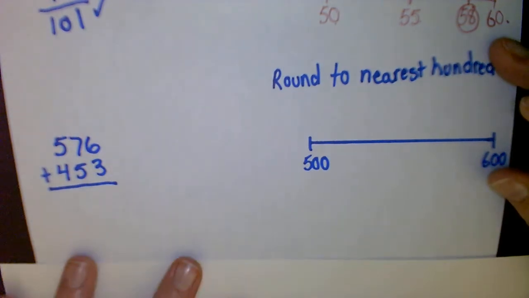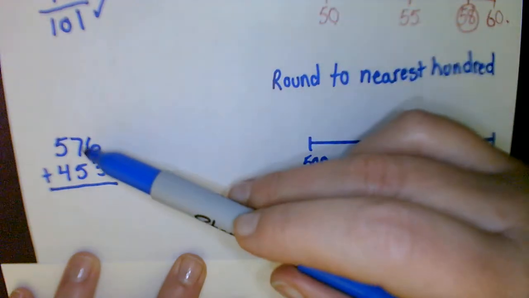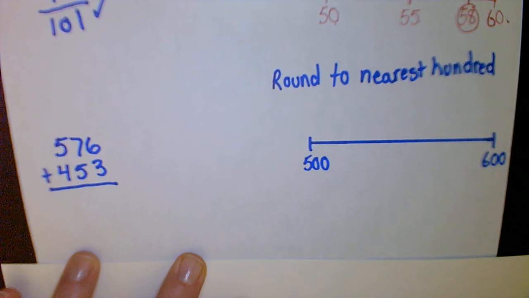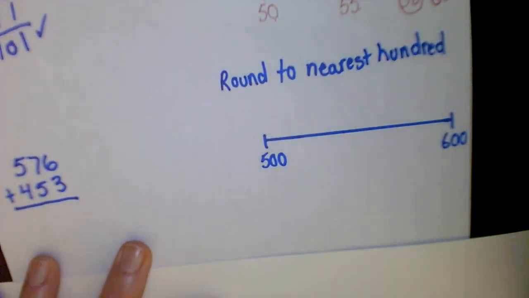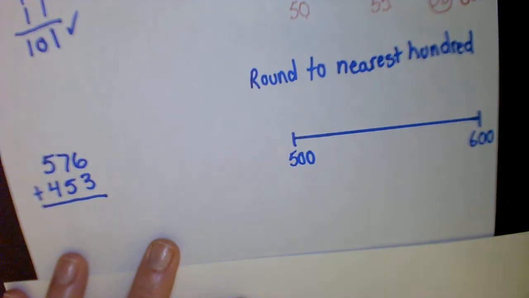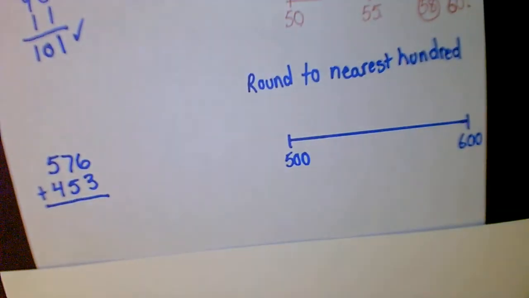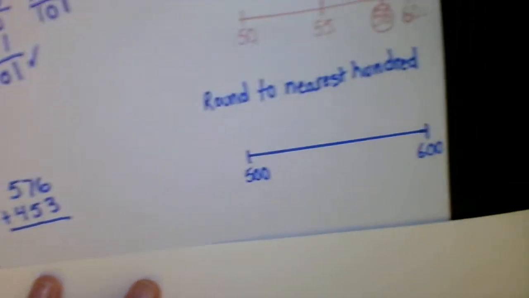Okay. So this time, instead of having tens numbers, I want to look at the hundreds number. So I'm going to figure out what 100 576 is closest to. All right, I'm having trouble with this camera. There we go. Okay, let's go this way.